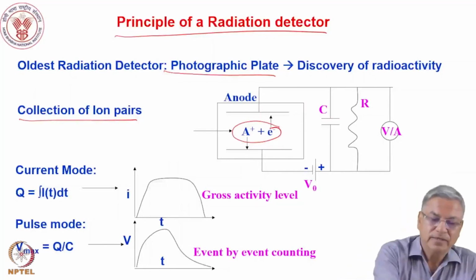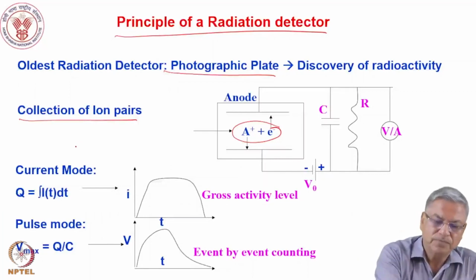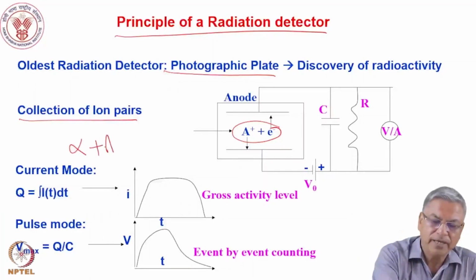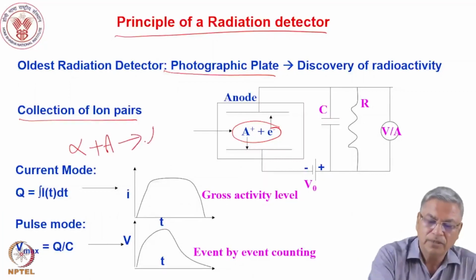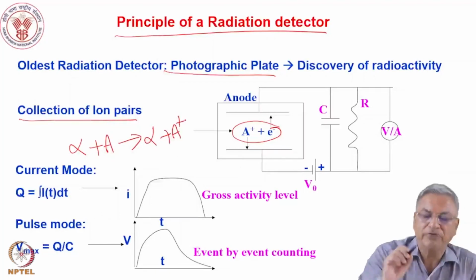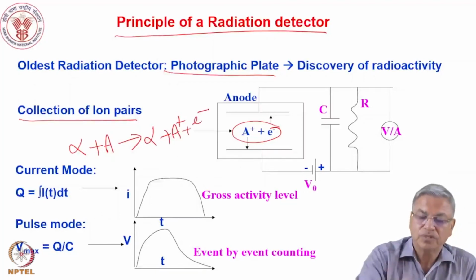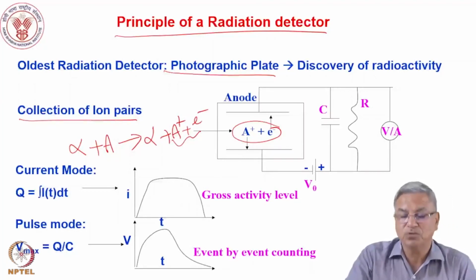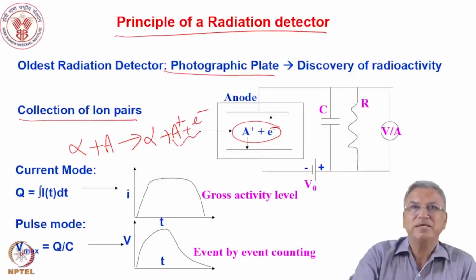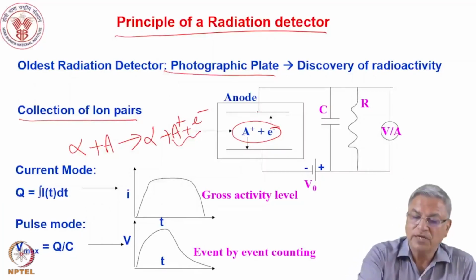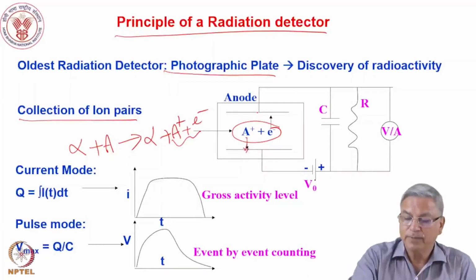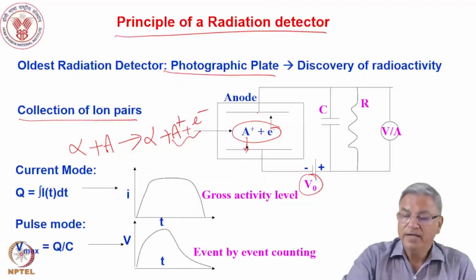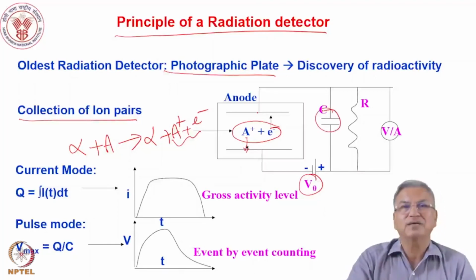So if a radiation is going, suppose let us say alpha plus A, where A is an atom, then you get A plus, which is ionized, and there you have an electron. So if you can collect this electron and positive ion at the respective electrodes, then you can get the signal. So this is a schematic of a detector. If you collect the electrons at the anode and the positive ions at the cathode by applying a potential at the anode, you essentially are charging the capacitor.